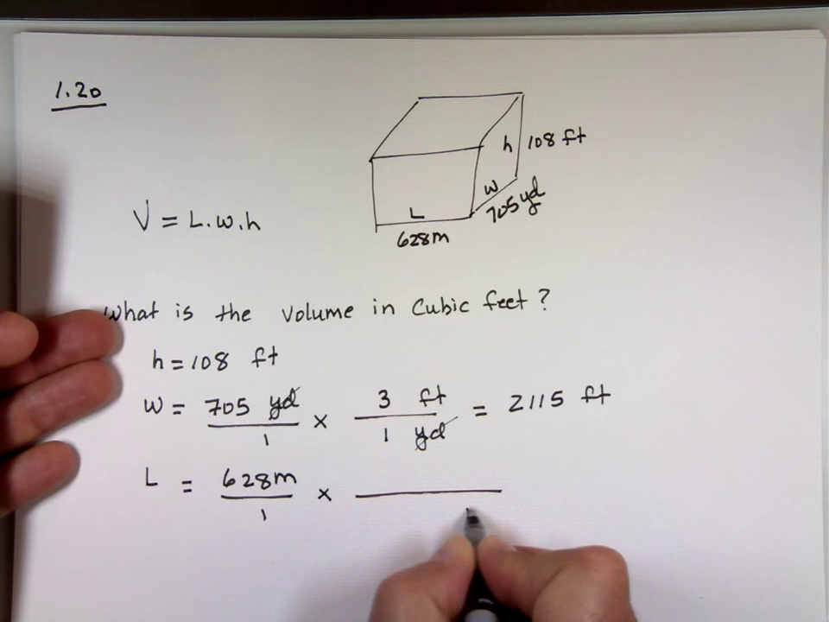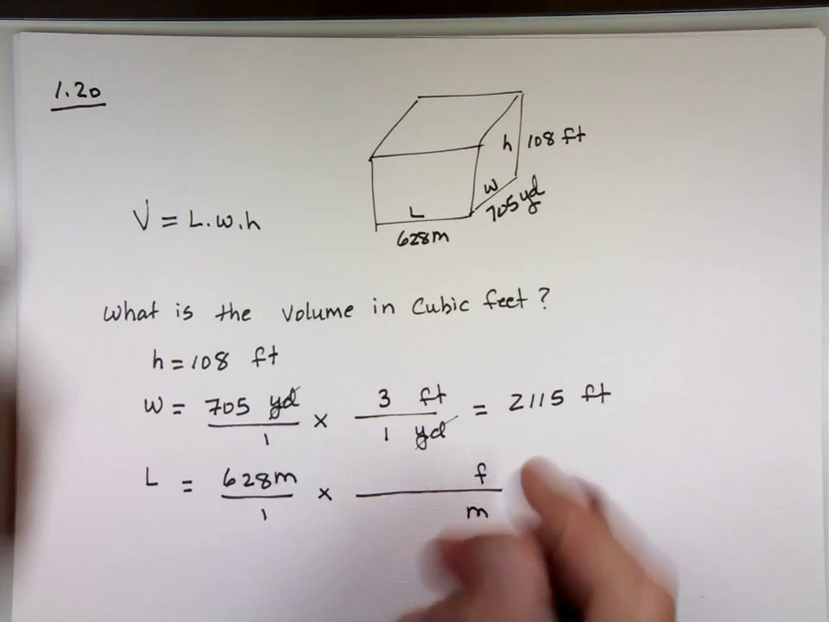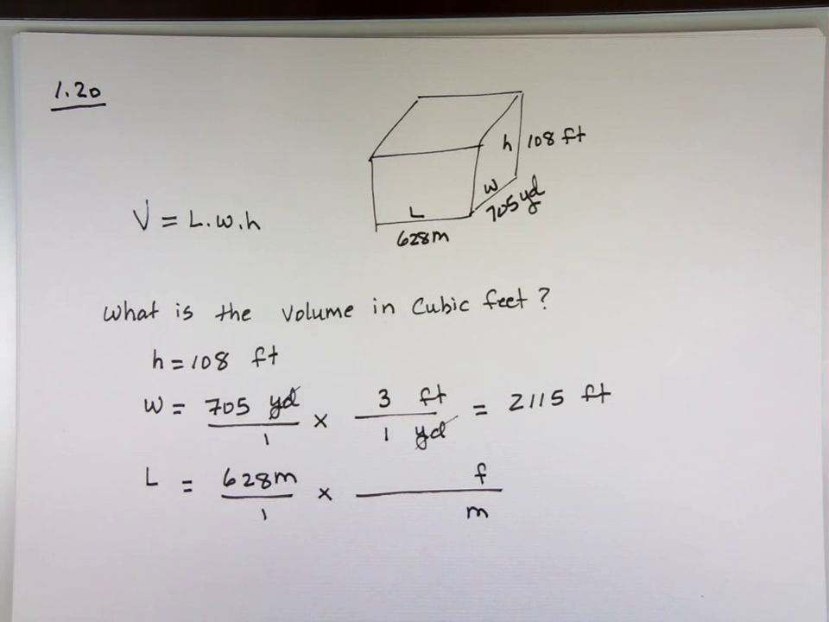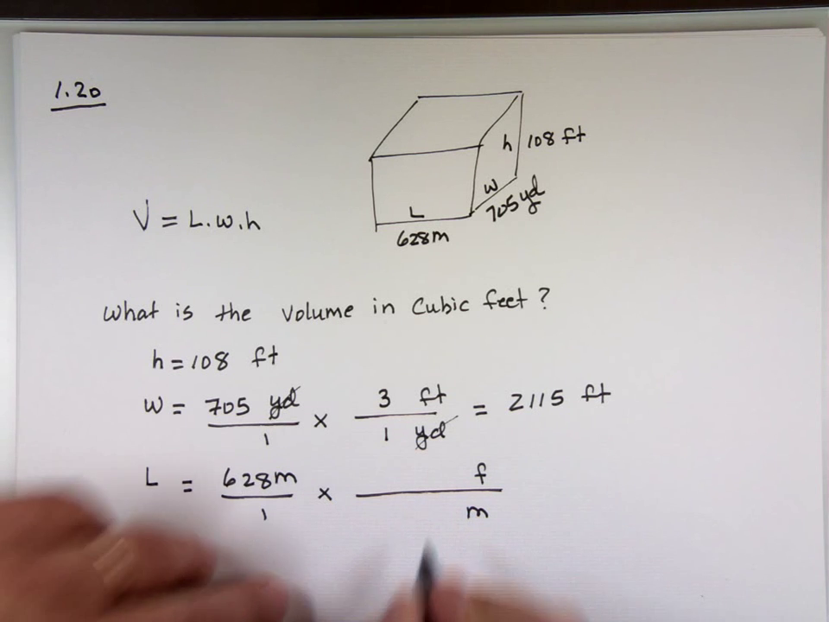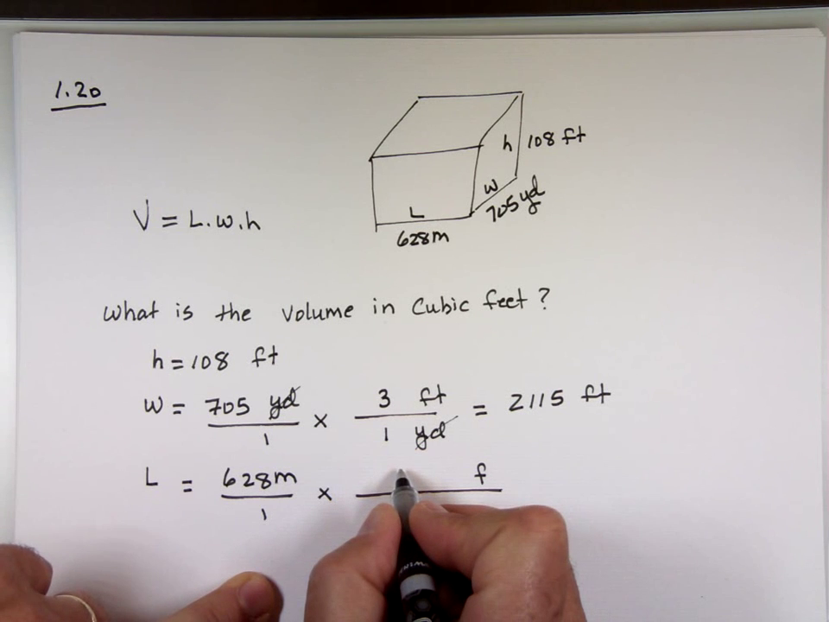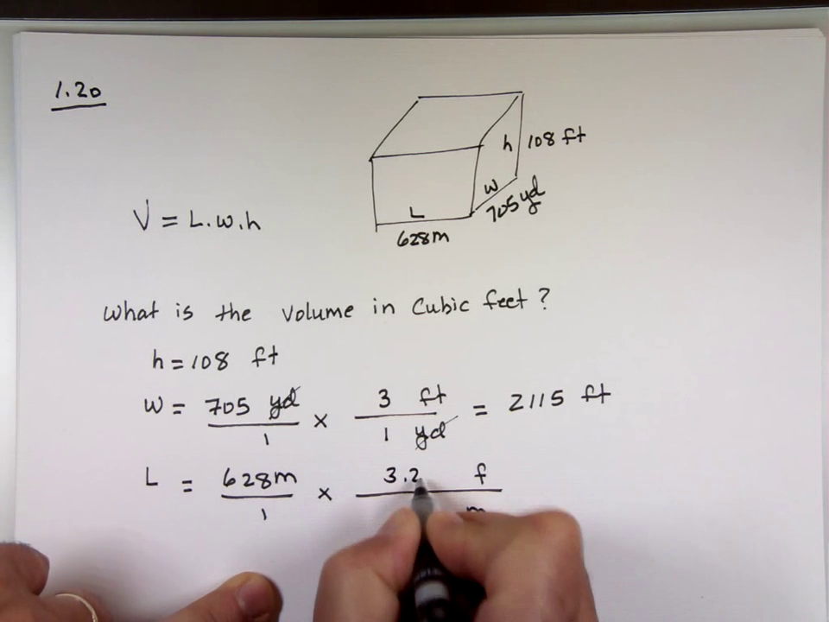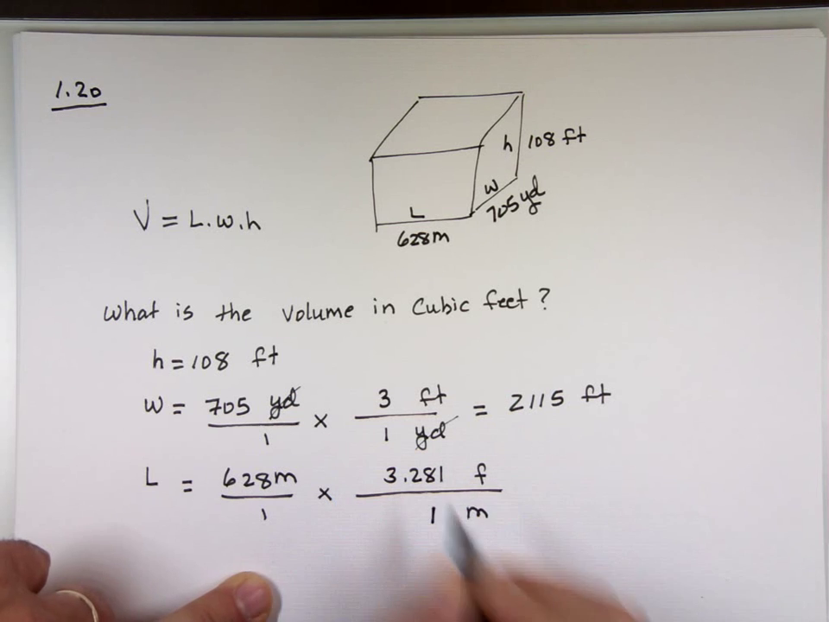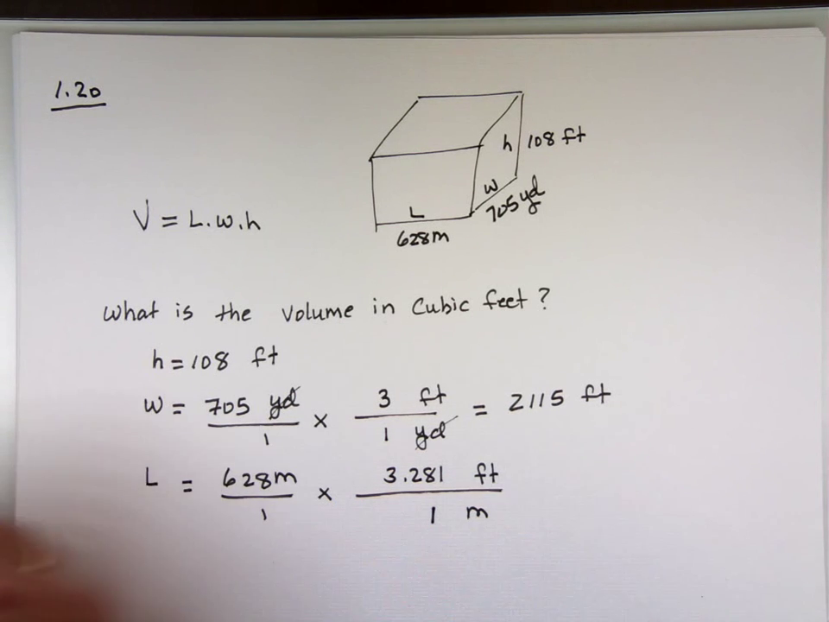I need to convert meters to feet. I don't have my conversion sheet. Anyone has theirs with them? There's a constant that converts between meters and feet. 1 meter, 3 point something feet. 3.94? That's a little bit high, I think. No, it's 3.281. 1 meter, 3.281 feet.